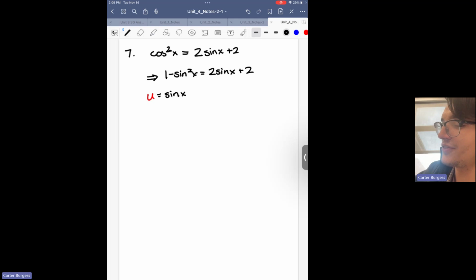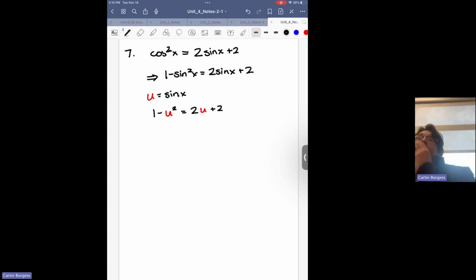I mentioned to a few people, this change that I'm doing is purely an aesthetic change. This is simply to make it very clear that I am working with a quadratic. So if this is not helpful to you, if you can just work with 1 minus sine squared equals 2 sine of x plus 2 without needing to do this, you can treat it like a quadratic without doing the substitution. That's totally fine. You're more than welcome to. I'm just trying to compartmentalize the tricky part of this so that it's more clearly a quadratic.